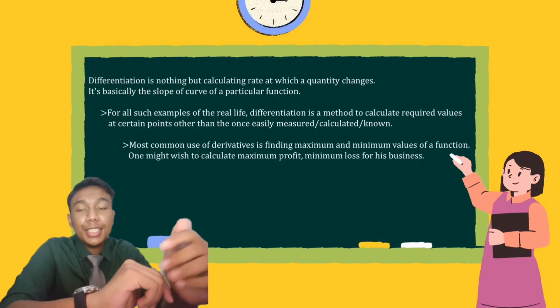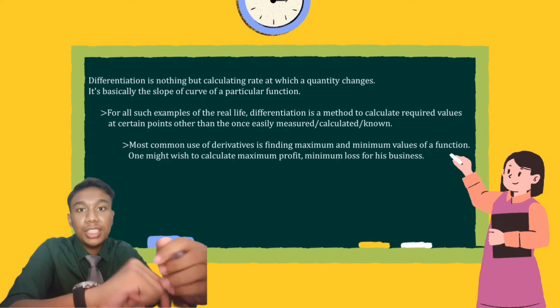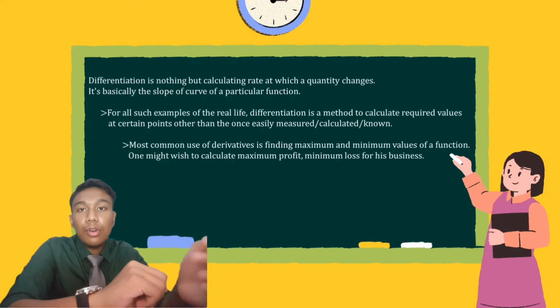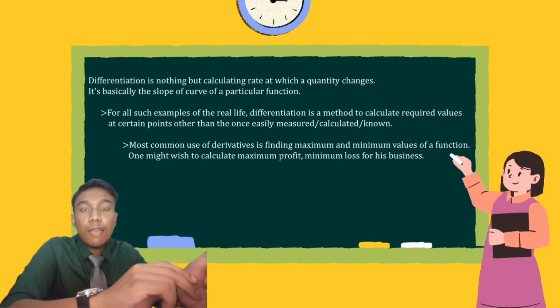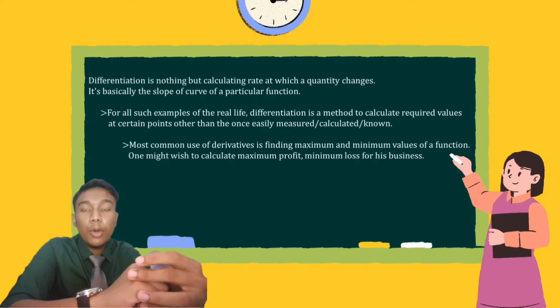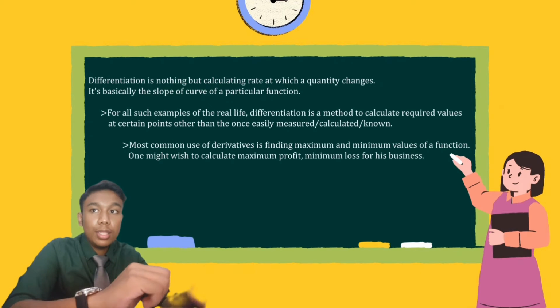Differentiation is nothing but calculating the rate at which a quantity changes. It's basically the slope of the curve of a particular function. For real life examples, differentiation is a method to calculate a required value at certain points, other than the ones easily measured, calculated, and known. The most common use of the derivative is finding the maximum and minimum values of a function. One might wish to calculate maximum profit and minimum loss for his business.